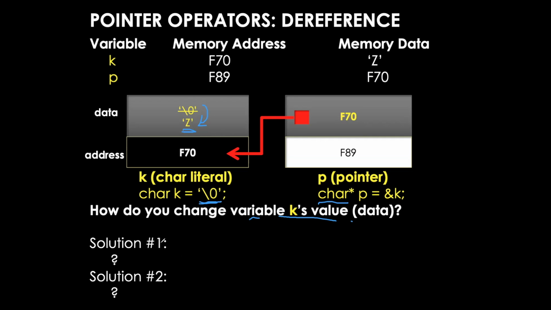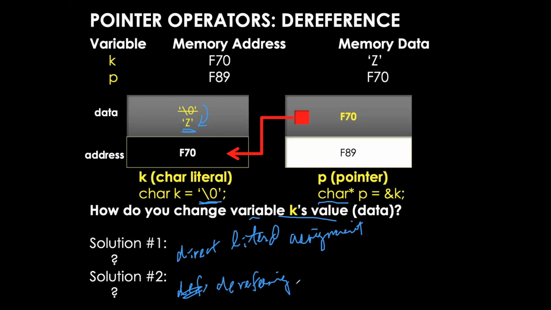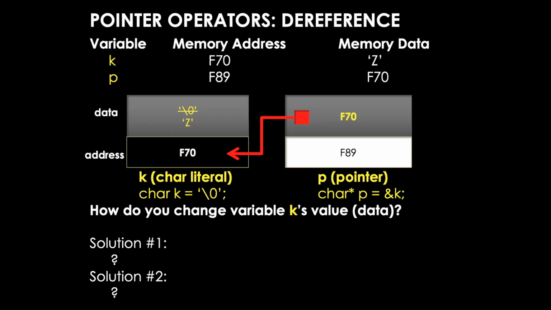There are two approaches. One is to use a direct literal assignment. This is what we've learned. And the second is to use pointer dereferencing. So there are two ways to do that. Let's take a look at how we can change the value of K from 0 to Z. Let's move on to the next slide.